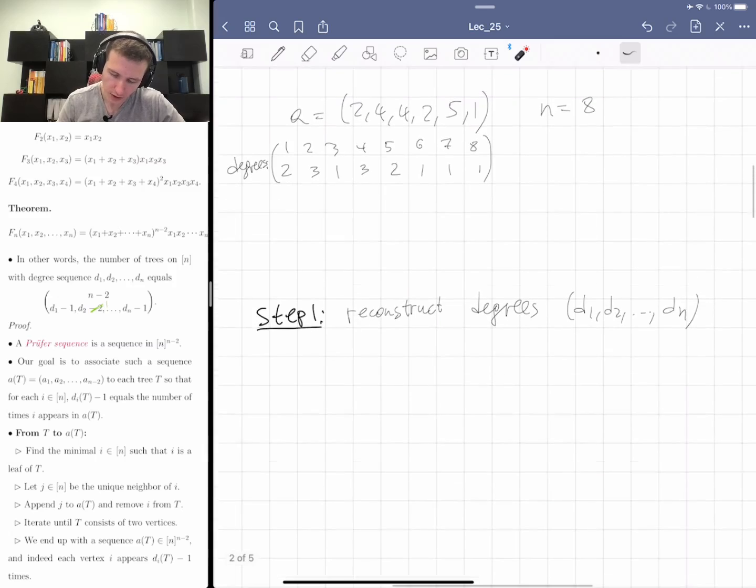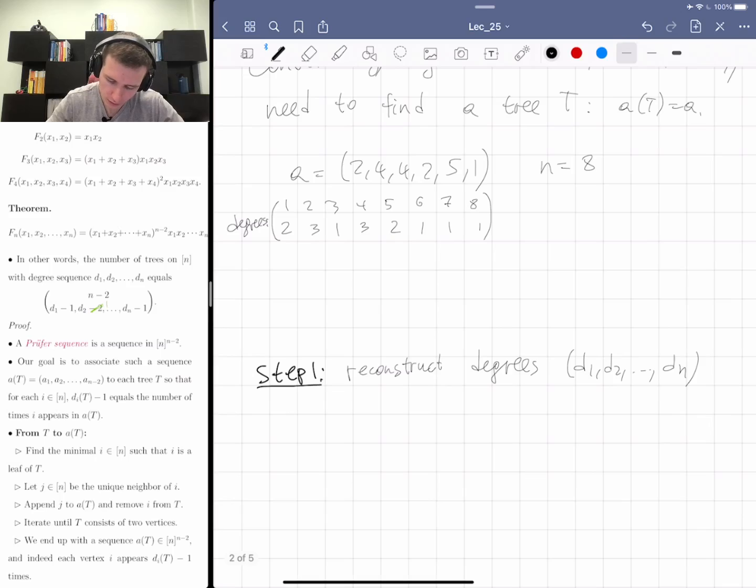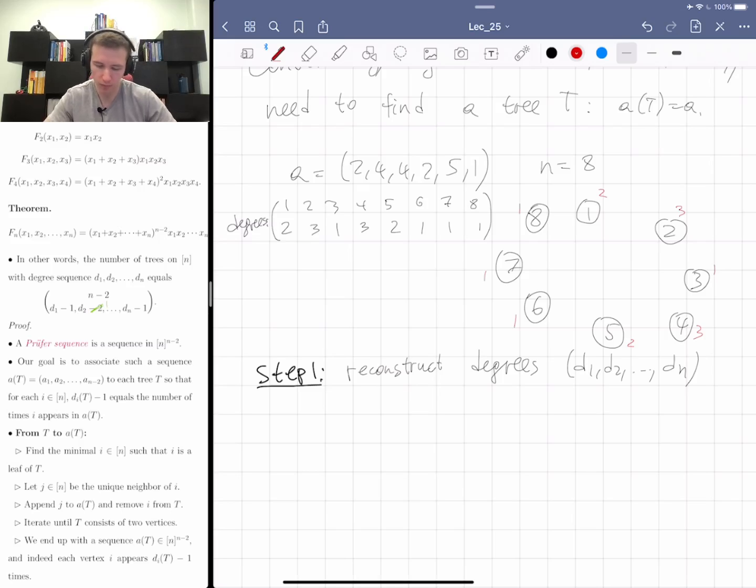Okay, and so now let me try to find a tree. 1, 2, 3, 4, 5, 6, 7, 8. The circled numbers are the vertex labels, and then I want to record the degrees. So the degrees are 2, 3, 1, 3, 2, 1, 1, 1. The red are degrees, and the black numbers are vertex labels.